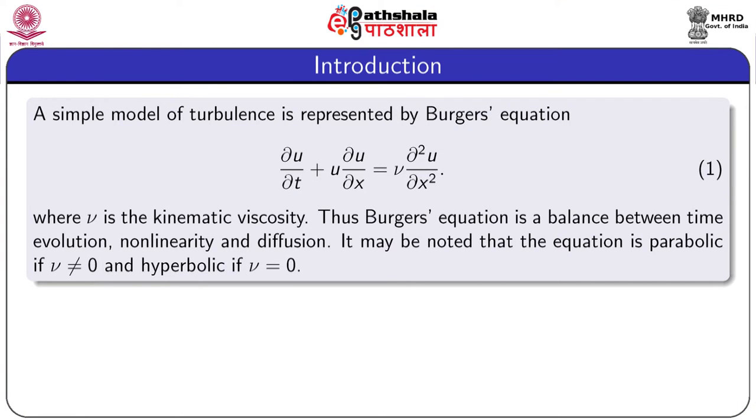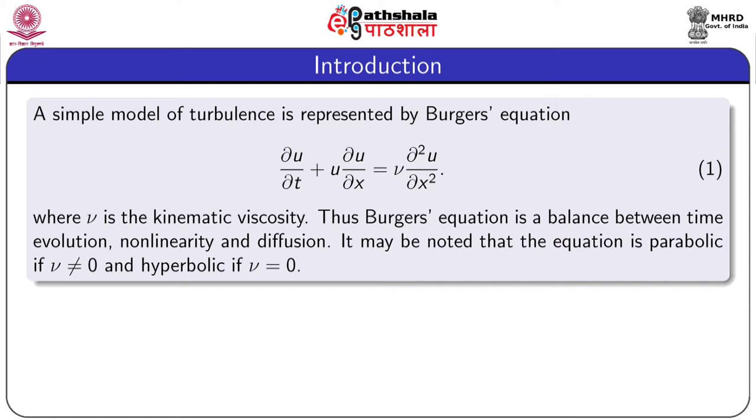First, I am defining Burgers' equation. This is a simple model of turbulence and it can be derived from the Navier-Stokes equation. The Burgers' equation in one dimension is written as del u del t plus u del u del x equals nu del 2 u del x square. One dimension means that there is only one space variable, which is denoted by small x.